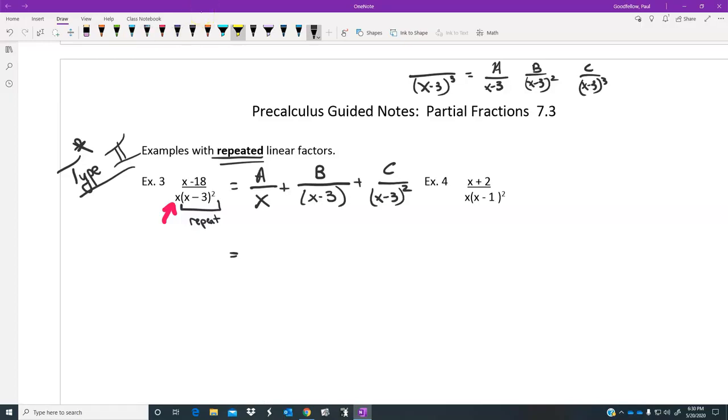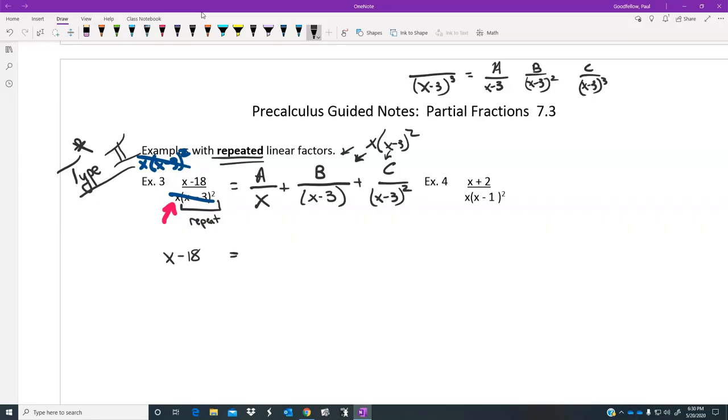Now, the process to solve these is done exactly the same way. You multiply each side by the common denominator, which is x minus 3 quantity squared. And again, it'll cancel everything on the left-hand side. And you end up with x minus 18. Now, if you do that concept over here, you're going to get x times x minus 3 quantity squared being distributed in each one of these three different cases.